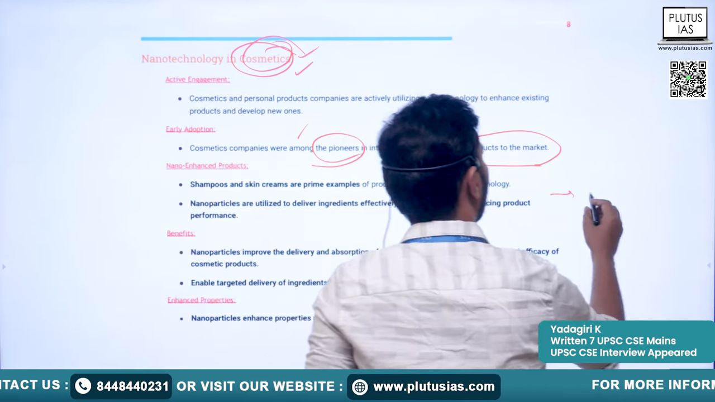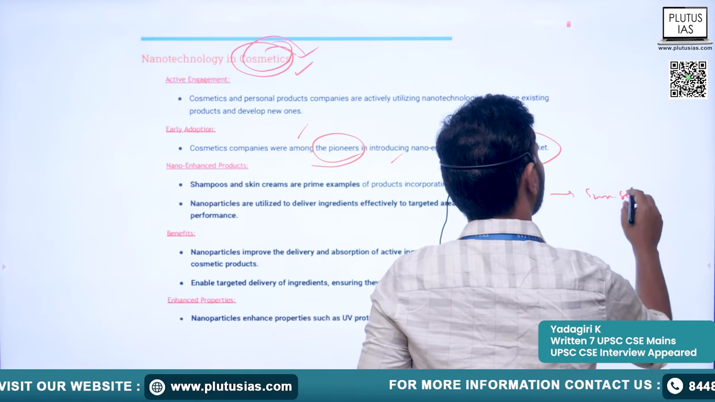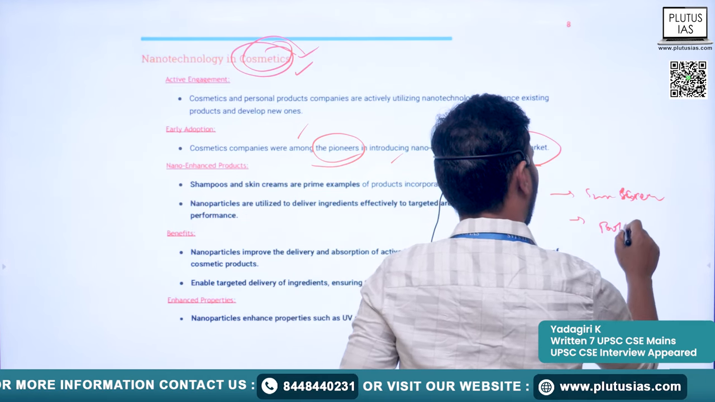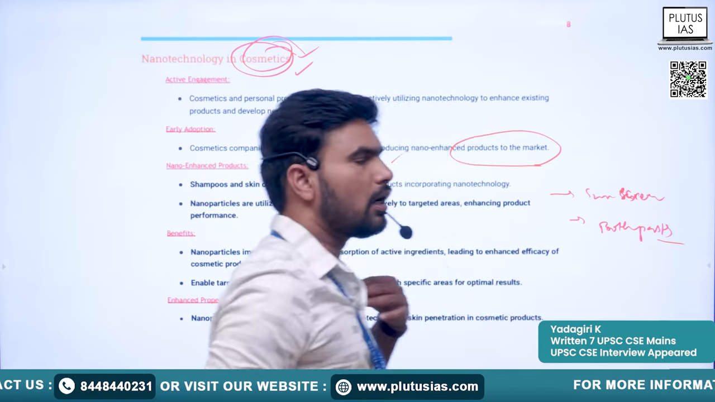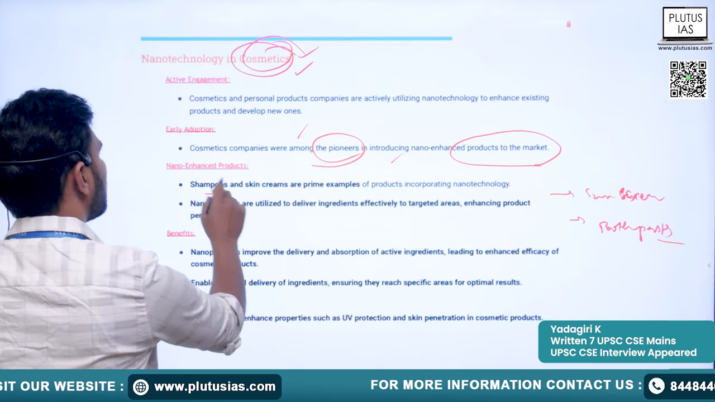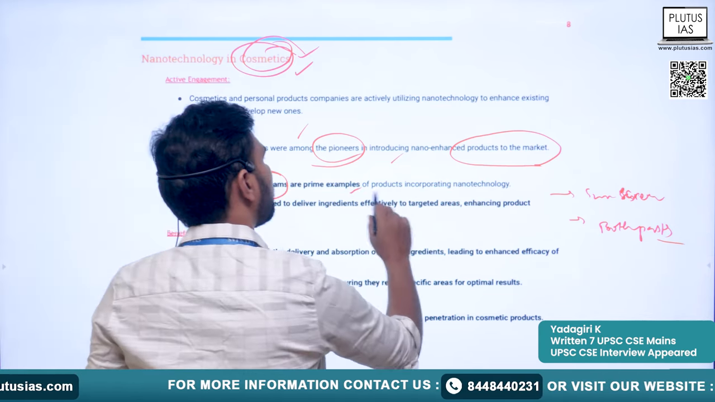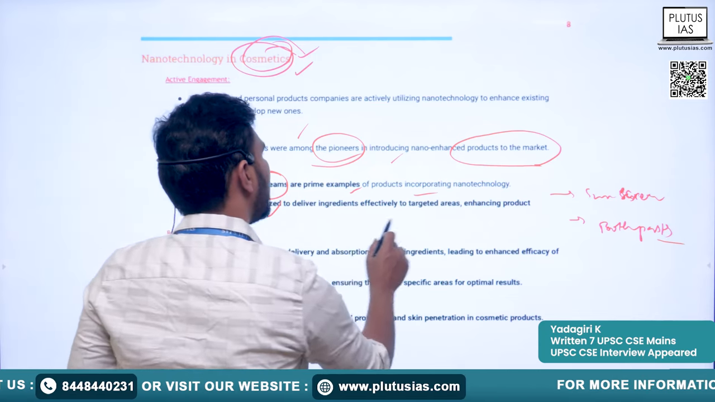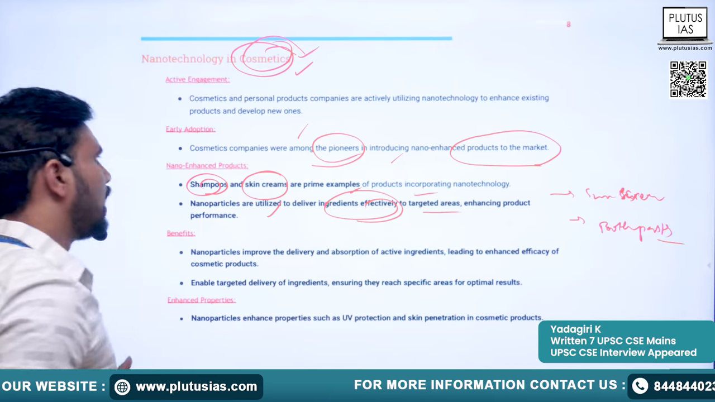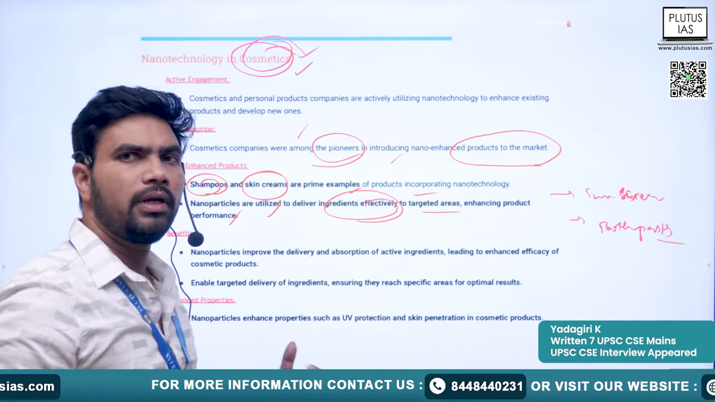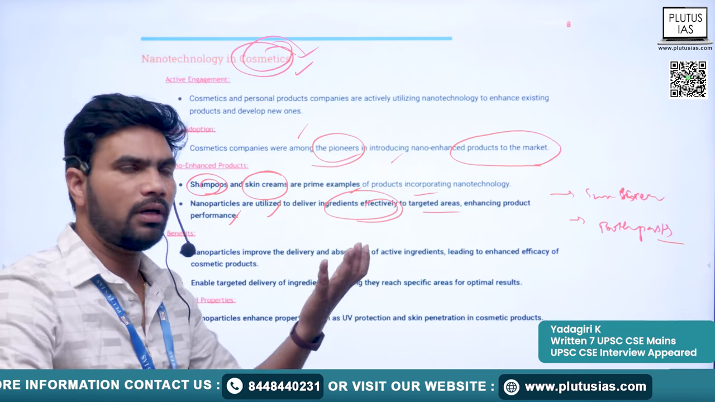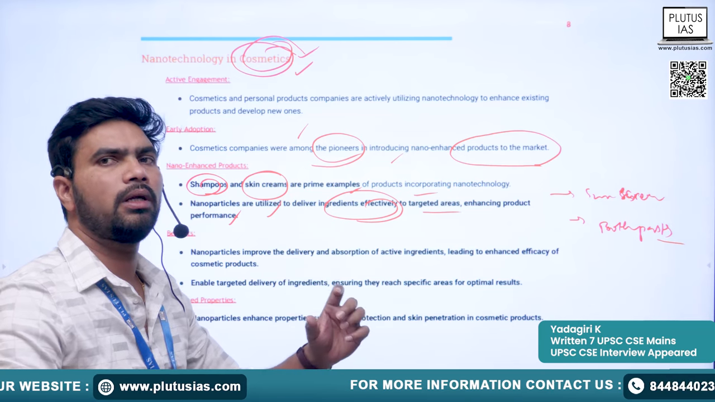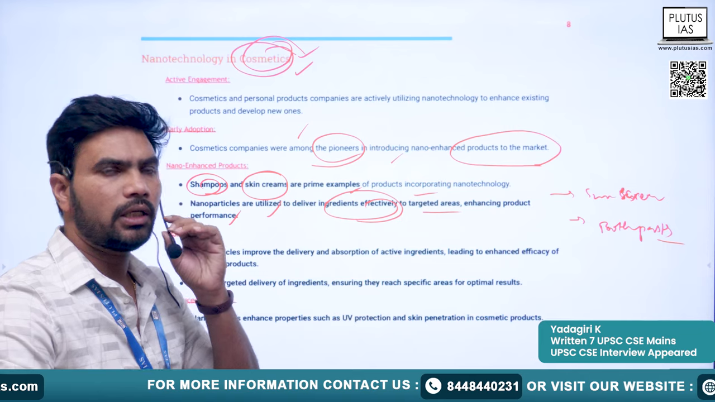So basically there are many products like sunscreens. Similarly, they are being used in toothpaste also. So many applications are already there, right? If we see some products, shampoos and skin creams are primary examples of products incorporating nanotechnology, right? Nanoparticles are also utilized to deliver ingredients effectively to targeted areas, enhancing product performance. Basically, when nanoparticles are used, the delivery of whatever the product, we can say beauty product, will be particularly delivered to that particular area, because of which the efficiency of that product increases, right?